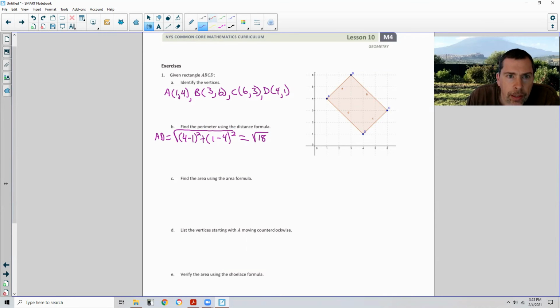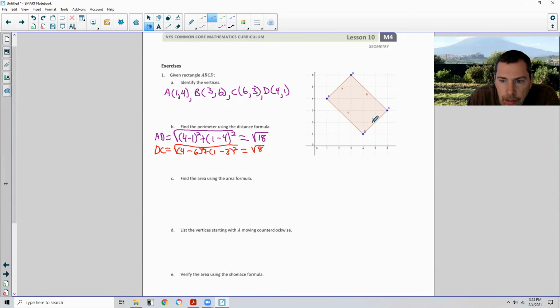Okay, and then I will do DC, next side. So DC equals the square root of x2 minus x1 squared plus y2 minus y1 squared. Okay, so now we're doing DC, x2 minus x1, 4 minus 6, 1 minus 3, equals 4 minus 6 is negative 2. Negative 2 squared is 4. 1 minus 3 is negative 2. Negative 2 squared is 4. 4 plus 4 is 8.